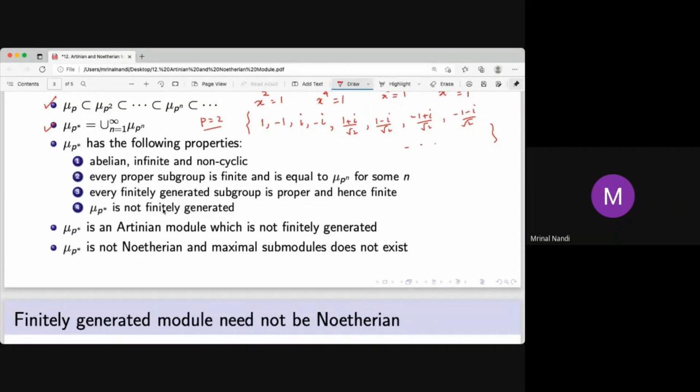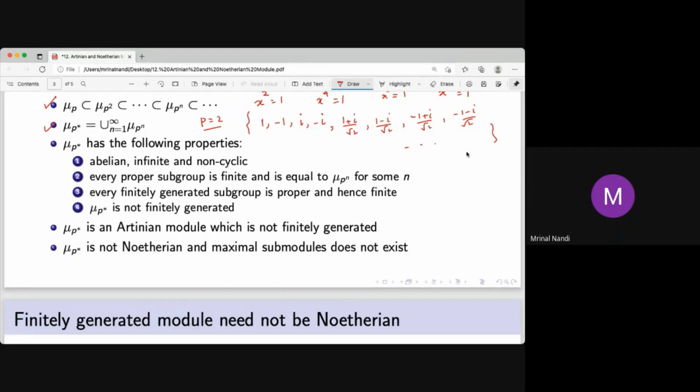And obviously this is not finitely generated. Every finitely generated subgroup is proper, and hence finite. Every finitely generated subgroup is itself a finite subgroup. By the way, that group is a module over Z, and a subgroup is a submodule. Remember, once I write subgroup, that is also a submodule. Now, μ_p star is not finitely generated. It can't be finitely generated because all finitely generated subgroups are proper and finite, but the group itself is infinite. Now, μ_p is an Artinian module which is not finitely generated.